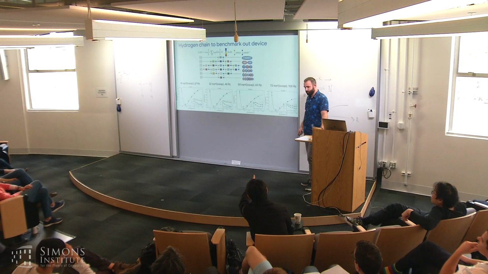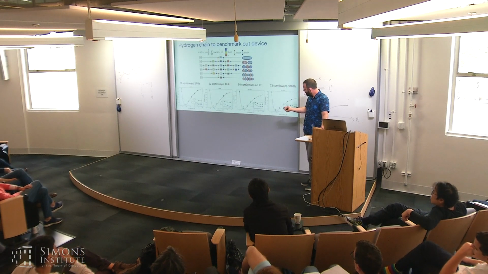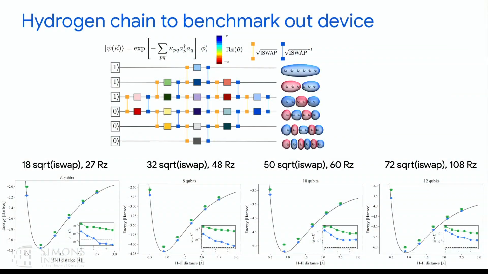What's the difference between the green and the blue? The green one is what we get before error mitigation, so before this post-selection on particle number and the purification. I can't see from here, but there aren't error bars on there, right? There are error bars on here. There are. They're very small. Yeah, we did enough measurements. Yeah, maybe that screen's higher resolution.